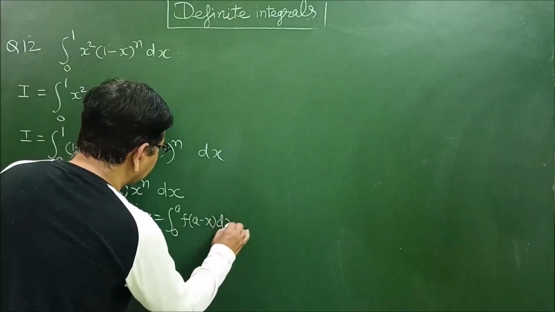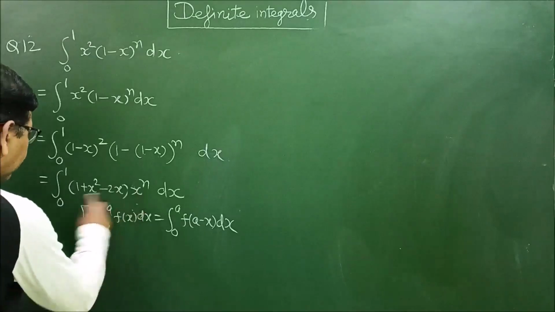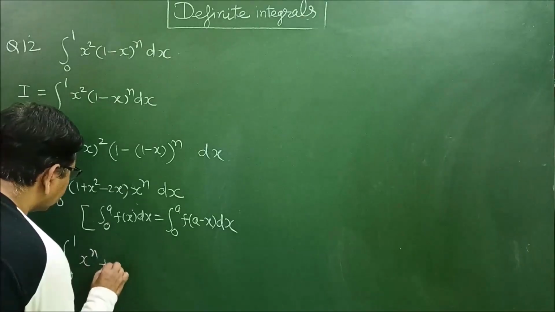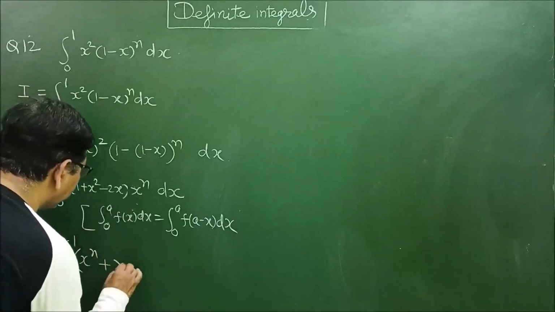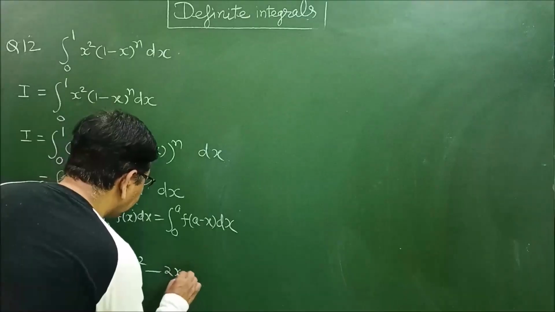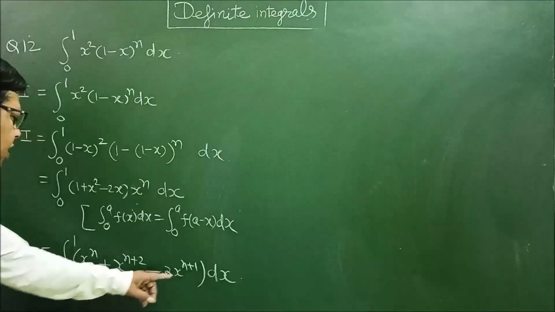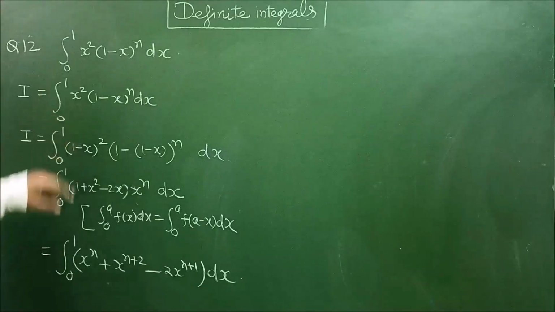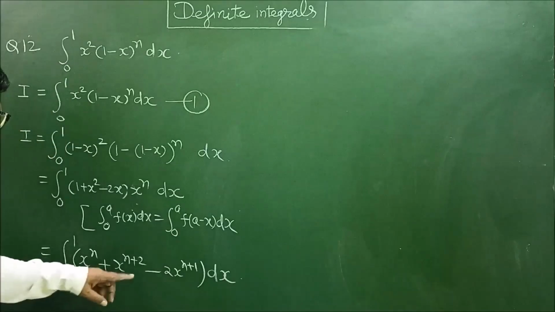Now this integral can be easily integrated from 0 to 1. So I can write this is equal to integral 0 to 1 of x power n plus x power n plus 2 minus 2 times x power n plus 1. Now this integral can be easily integrated, and it will have the same value as the first equation. So now we can integrate it.